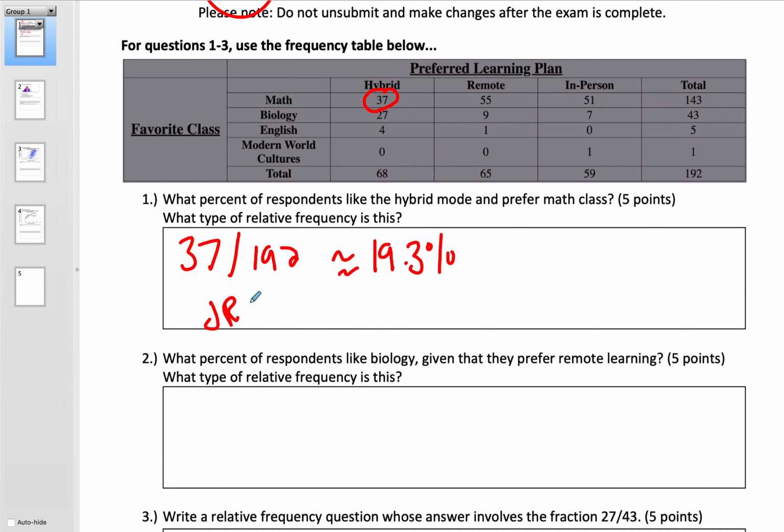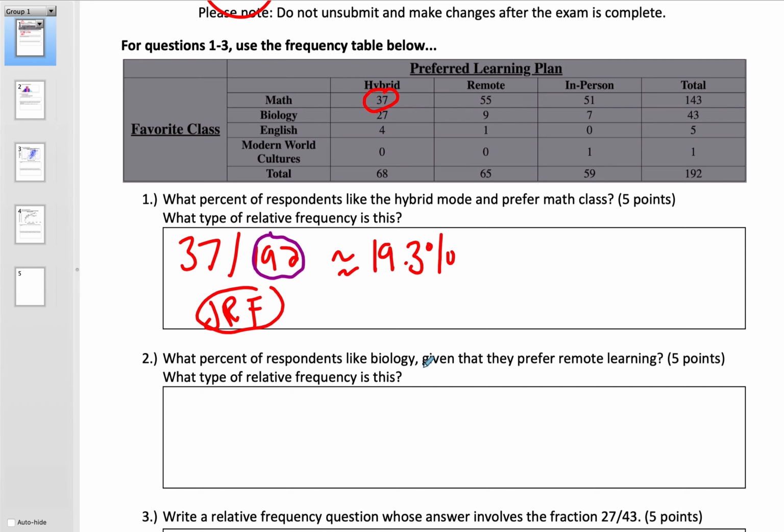This is a joint relative frequency. Some of us are still getting this mixed up with conditional relative frequency. I would say if that's you, please consider taking another look at that. But also, if you're dividing by everyone, it's not going to be a conditional relative frequency, because those you only divide by some people, as we're going to see now.